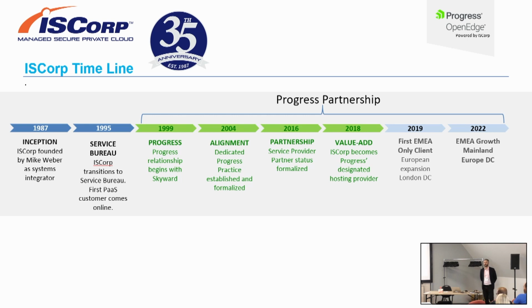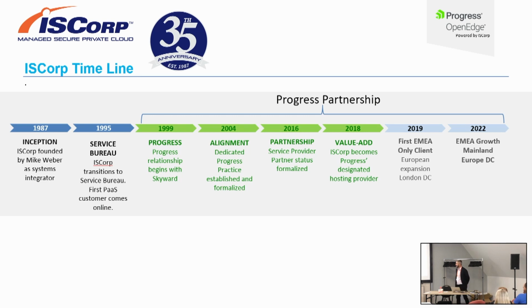And the Progress relationship is absolutely key for us. We come up with 6 DBAs on staff, which we'll come on to in a moment. But you know, for us, we understand Progress and the way Progress work to a point we actually formed in 2004 a dedicated Progress practice, established and formalised. As you can see, as we go through the timeline, partnership service provider, partner status formalised in 2016. 2018, value add, ISCorp becomes Progress designated hosting provider in US.